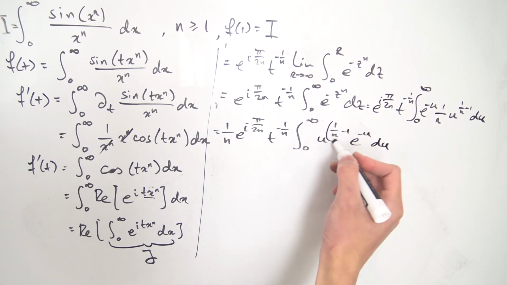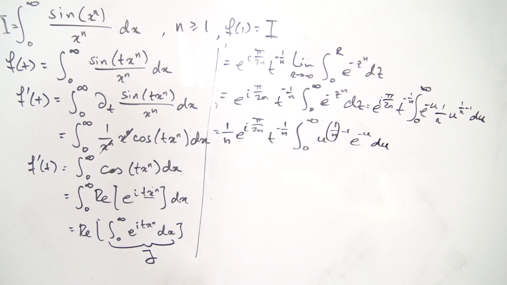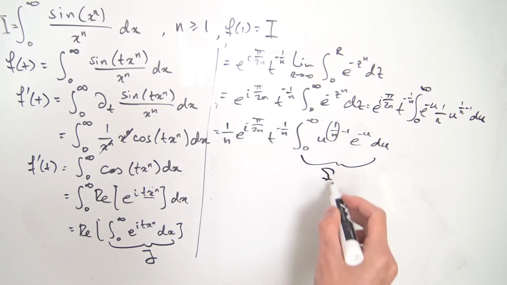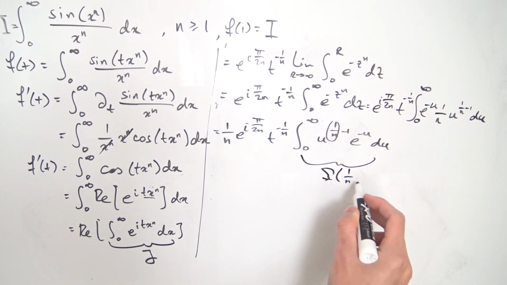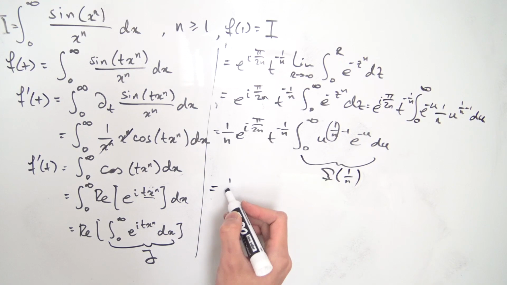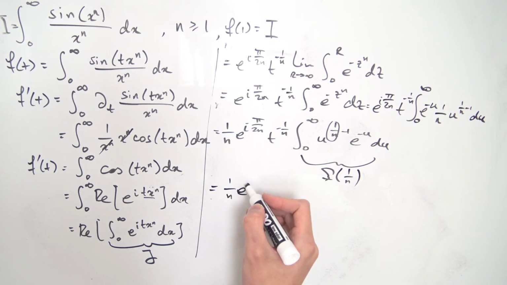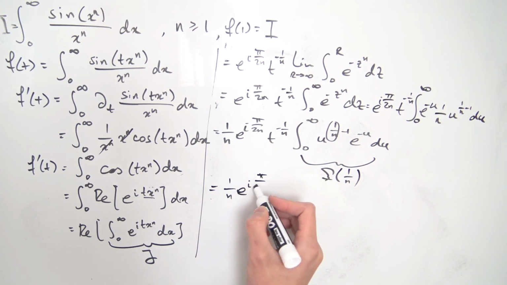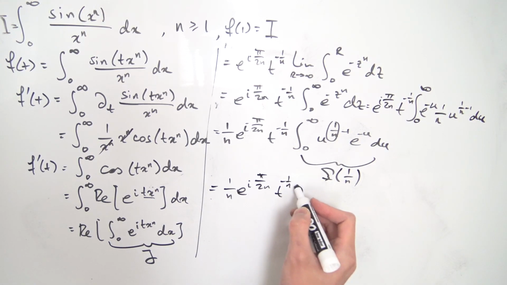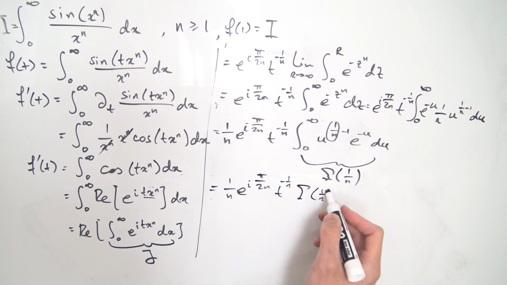And notice we have u to something minus 1, and this in fact is gamma of that something, so gamma of 1 over n, like so. So let's do that replacement on our integral. We have 1 over n times e to the i pi over 2n times t to the minus 1 over n times gamma function of 1 over n.